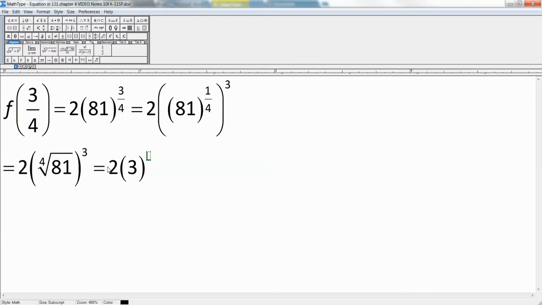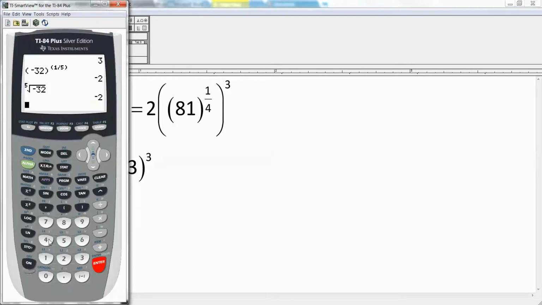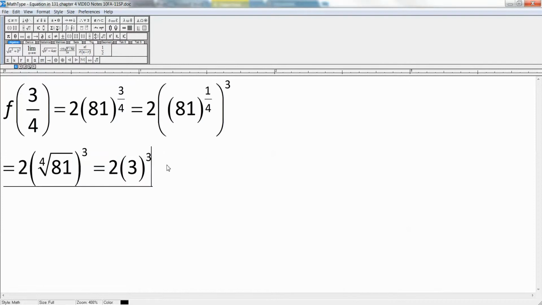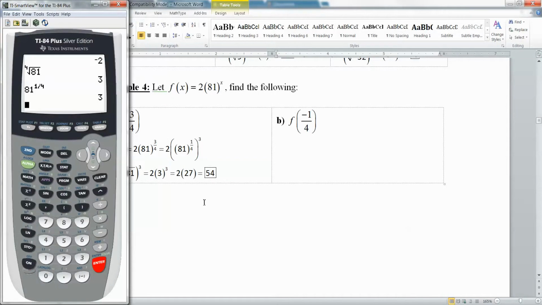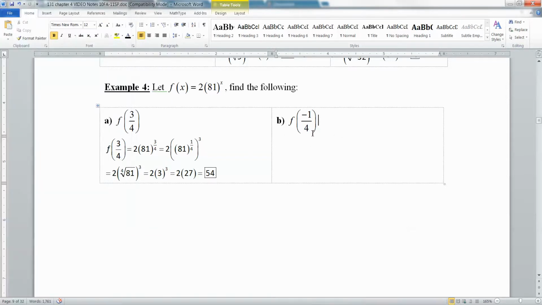All right, so the 4th root of 81 is 3. And again, if you don't believe me, 4th root of 81, 81 to the 1/4. See, it's 3. All right, so this is 2 times 27, which is 54. And again, I'm doing that math in my head, but you can use your calculator to help you. Now let's look at B.